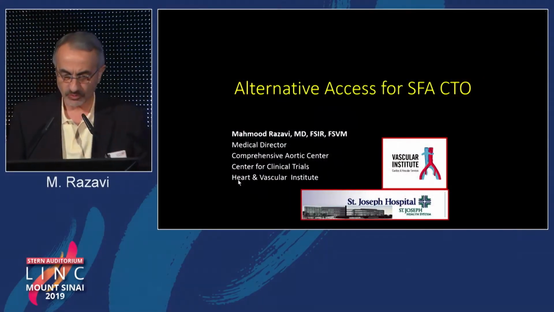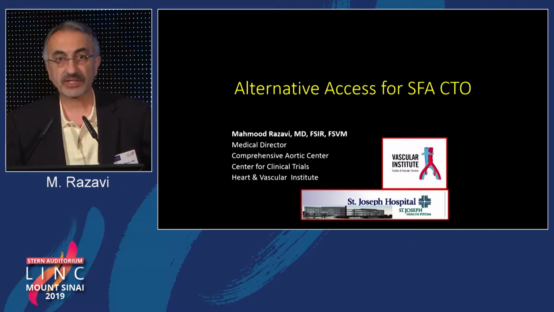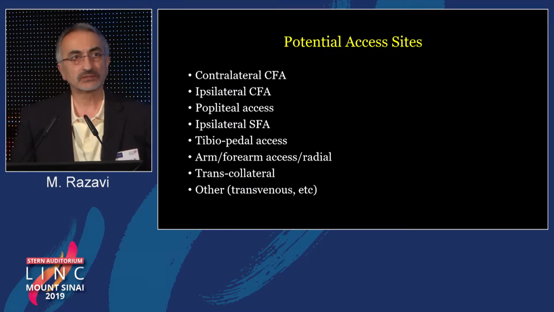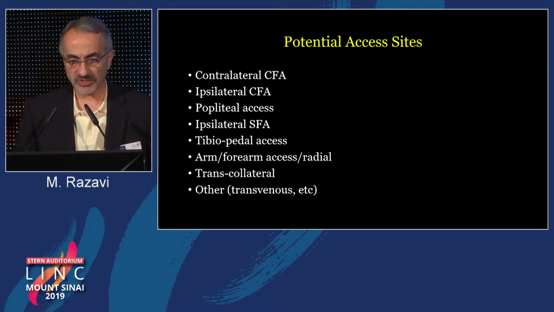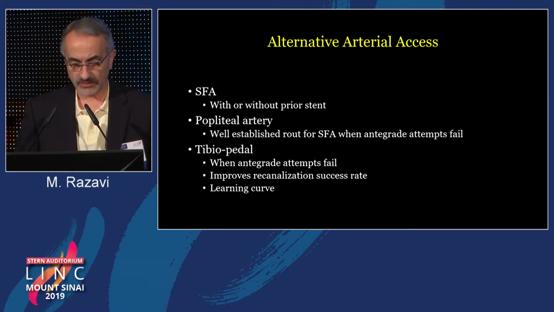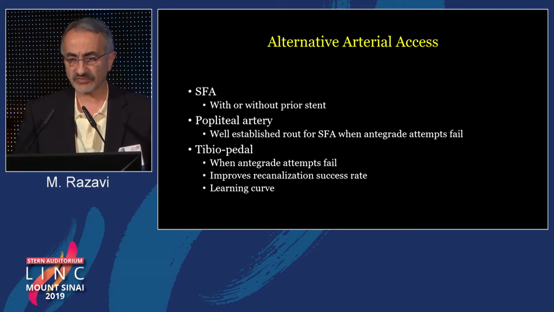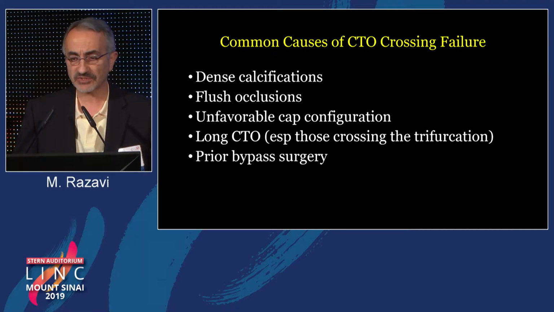Thank you very much. So we'll quickly go over alternative access options. You saw one of them. These are my disclosures. It's a laundry list of every blood vessel in the body, basically, that you could use for access. You heard a nice talk about the radial access. So we go into the SFA, popliteal artery, and tibial-pedal access.